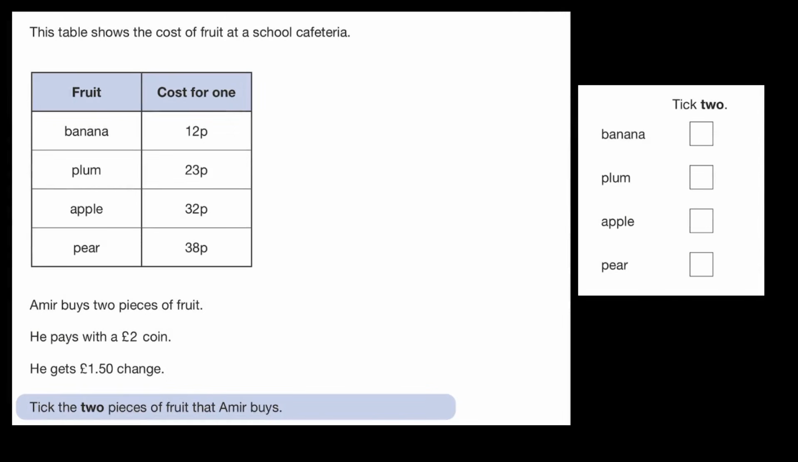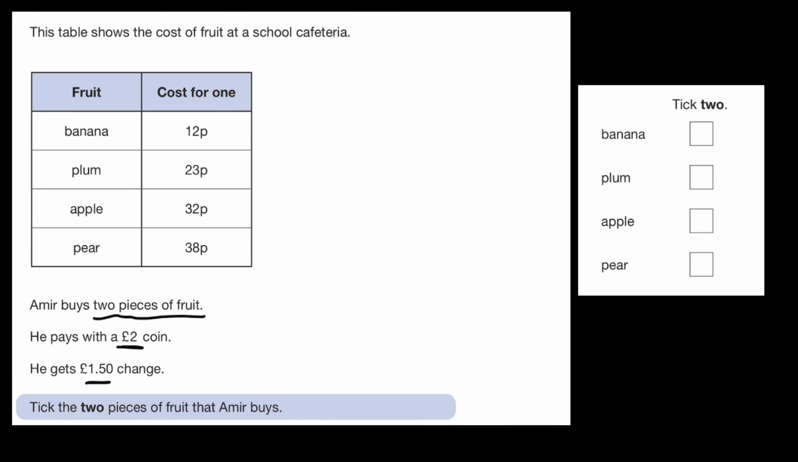So this table shows the cost of fruit at a school cafeteria. Bananas are 12p, plums are 23p, apples are 32p, and pears are 38p. Amir buys 2 pieces of fruit. He pays with a £2 coin. He gets £1.50 change. Tick the 2 pieces of fruit that Amir buys. So pause the video now and have a go.